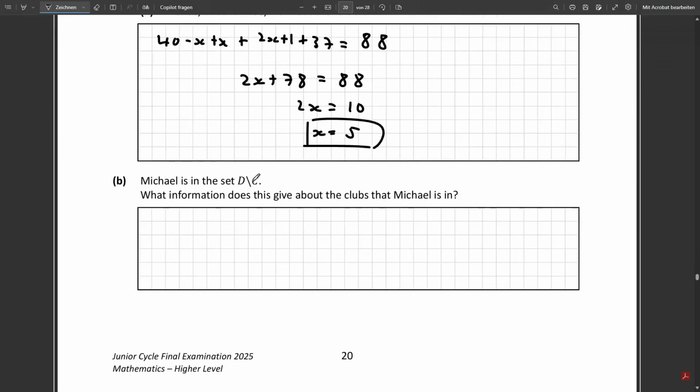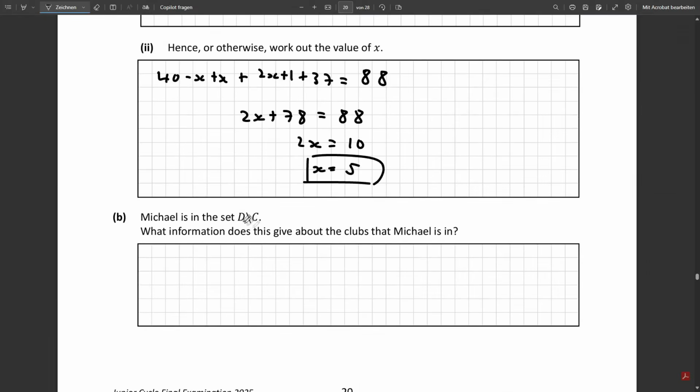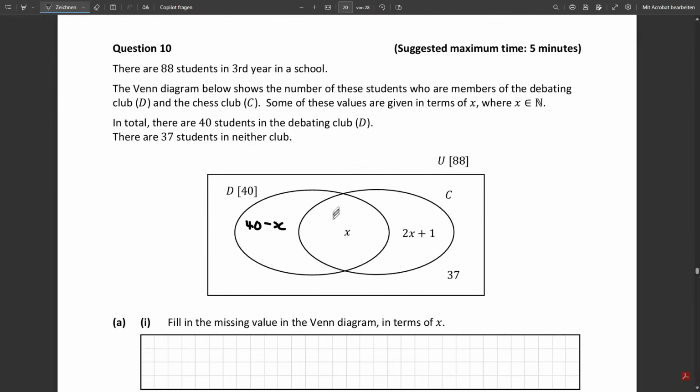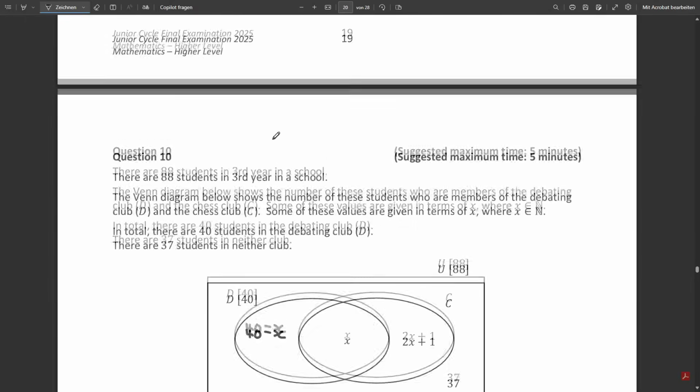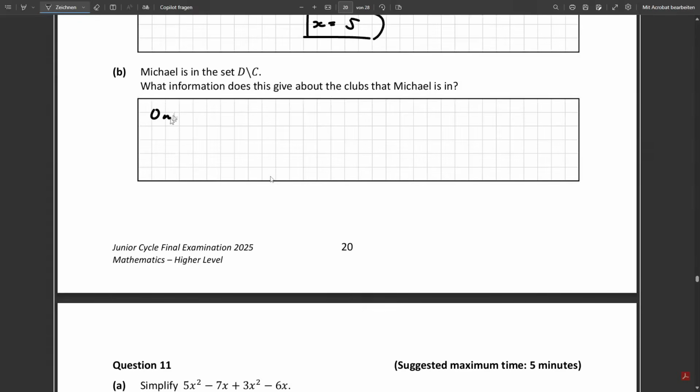Michael's in the set D without C. All of these symbols are in the tables book, by the way. I forget what page, I'll check. Yeah, so on page 23 of the tables book, the meanings of these symbols are there. What does this mean? So it's D without C. So it's just this part without the C part, okay? So that means he's only in the D, the debating club. Only in debating club, not the chess club.